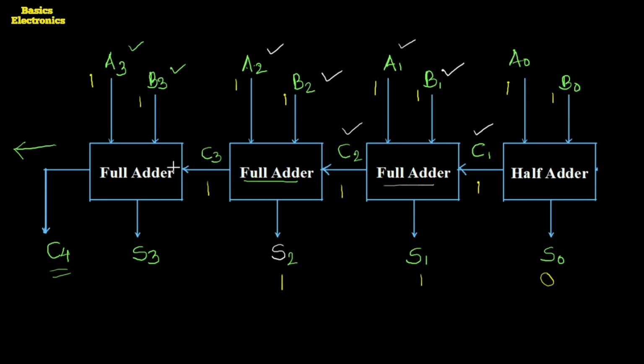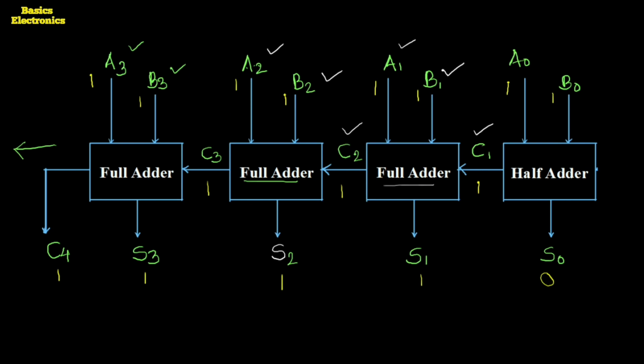So the next full adder performs the addition of three binary bits A3, B3 and C3. Now all those binary bits are 1, 1, 1. So therefore it produces the output sum S3 equals 1 and the carry generated also equals 1. So here we get the result as 1, 1, 1 and 0.